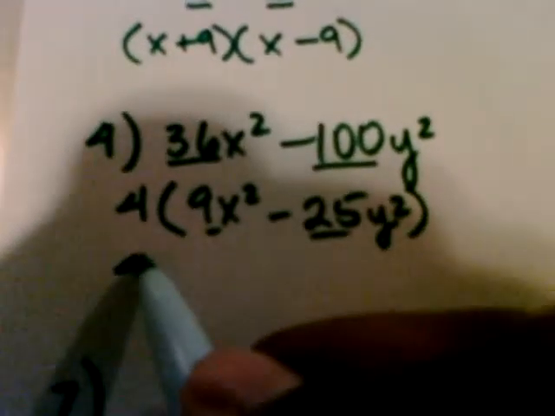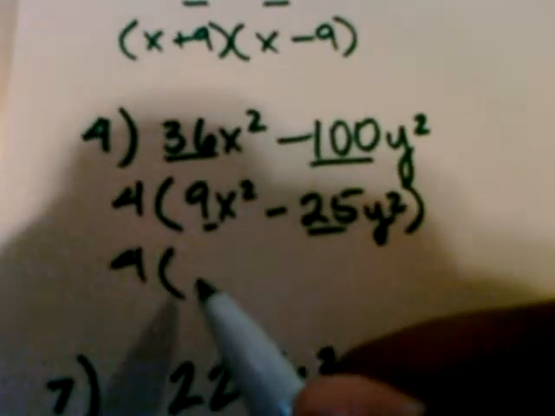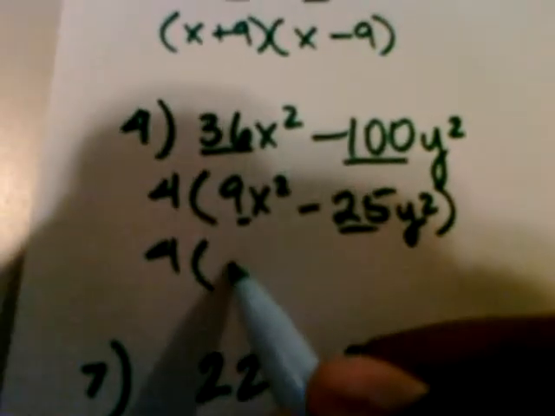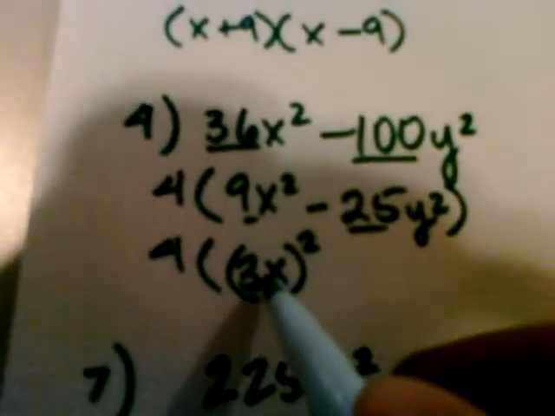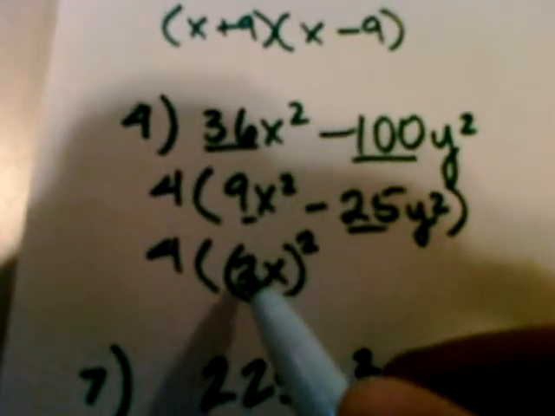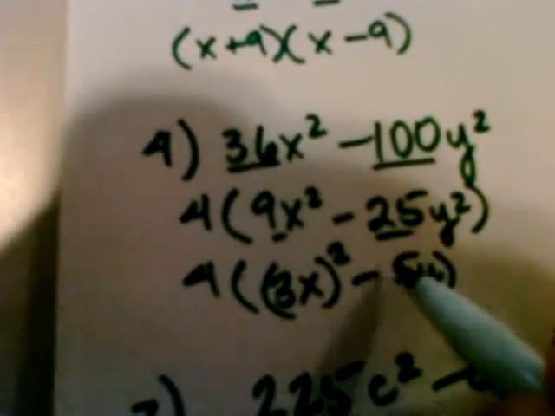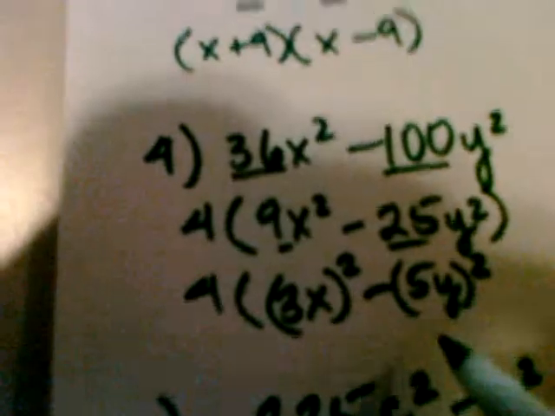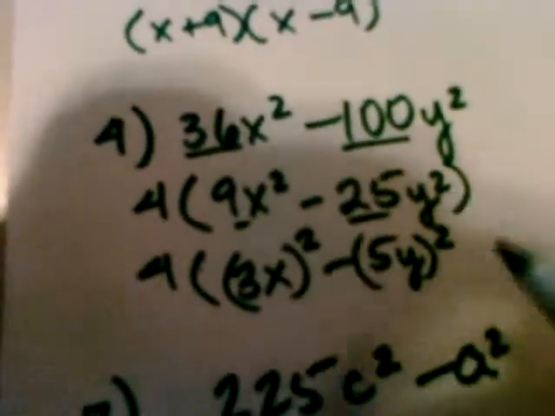So you can rewrite that as 4 times 3x squared, which will give you 9x squared here because you square the 3 and you square the x, minus 5y squared. 5 squared is 25, y squared is y squared.